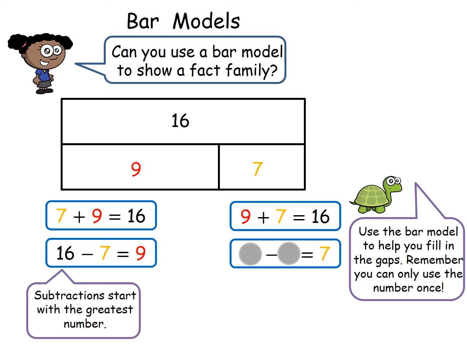This time I've got two numbers missing for my subtraction. Remember what number must go first? Well done, it has to be the whole, it has to be the greatest number. Subtract what number's missing? Well done, 9, and it equals 7. So I'm using the same numbers every time, and I'm only using them once.